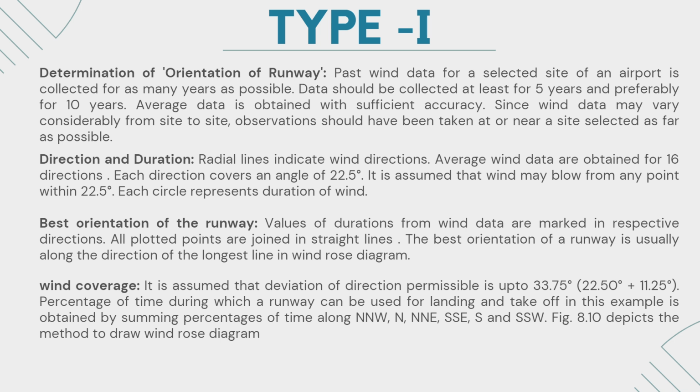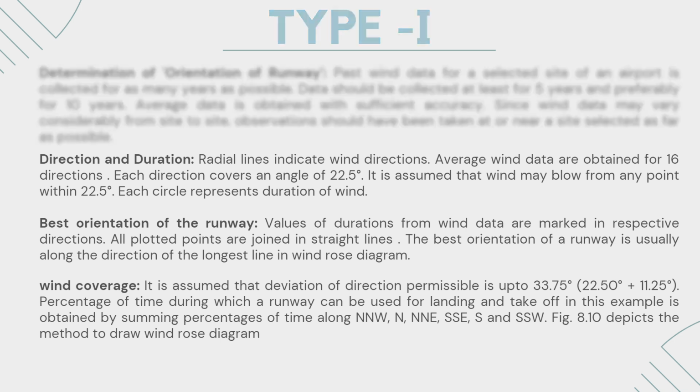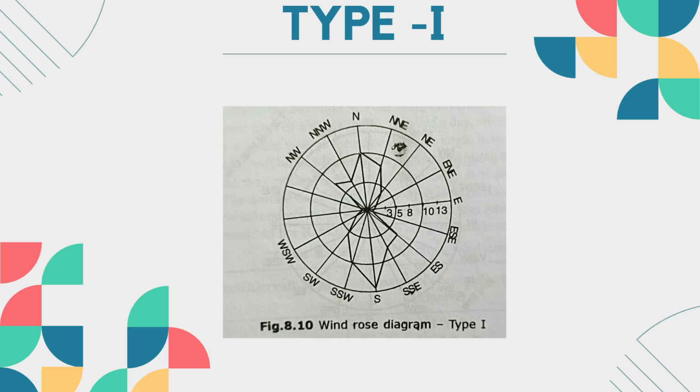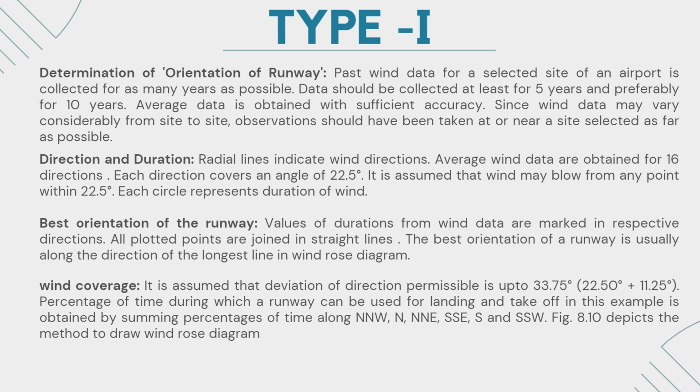So we are going to see a diagram drawn using type 1. In this diagram we can see the radial lines and the circular lines. So let's see what this represents. The radial lines indicate the wind directions, and the average wind data is obtained for 16 directions, which are the north, south and the intermediate directions. So each direction covers an angle of 22.5 degrees. The wind blow may be assumed from point to point, which is somewhat 22.5 degrees.